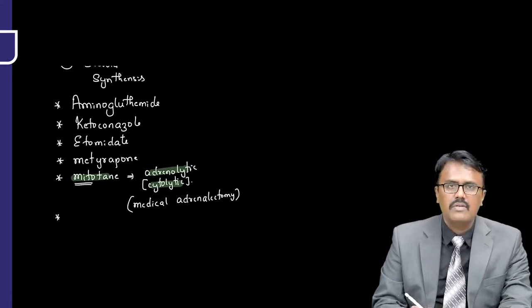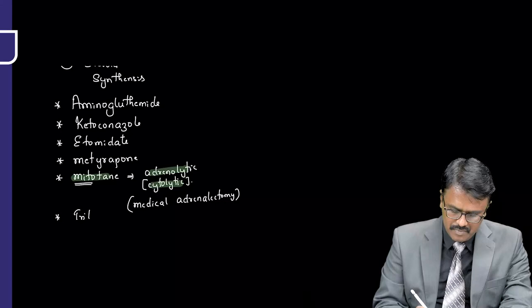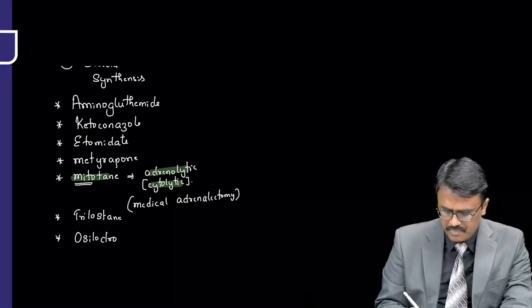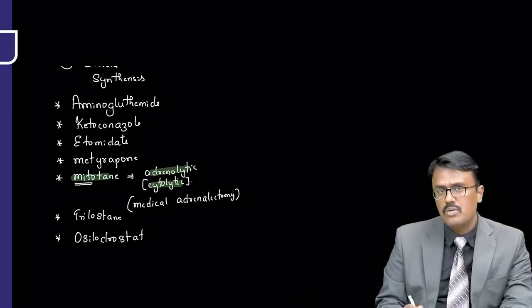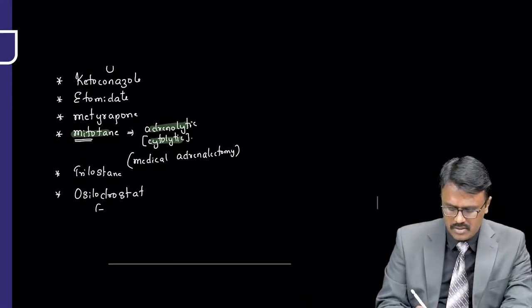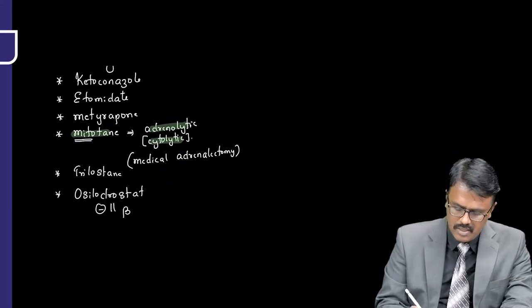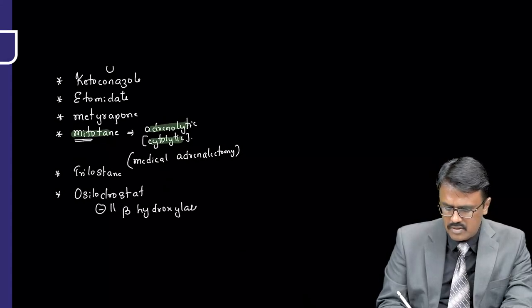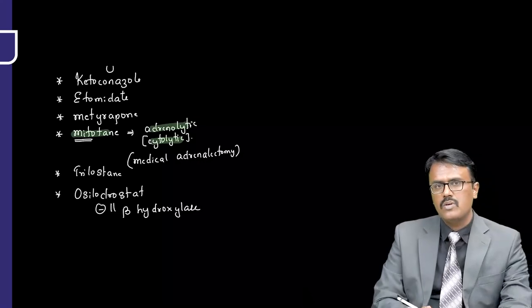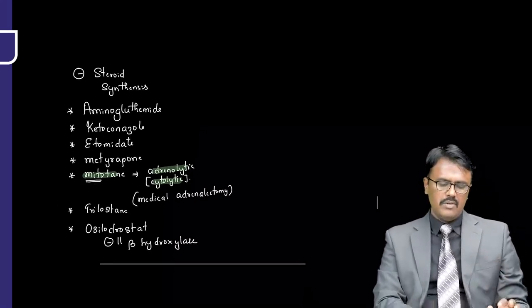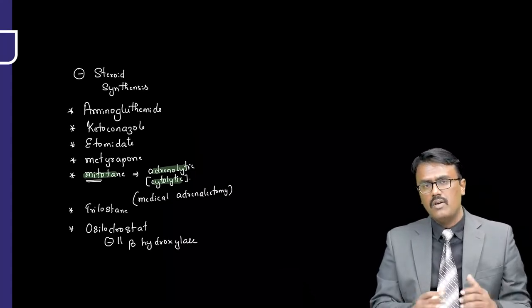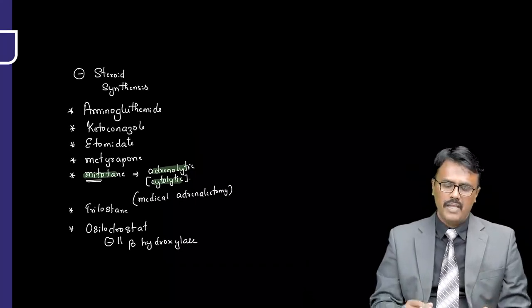Now, apart from that, we have something called trilostane. And a new drug called osilodrostat. It is known to inhibit 11-beta hydroxylase. So it's an enzyme required for steroid synthesis and that is inhibited by osilodrostat. You may ask a question, sir, where do you use these things? Usually in Cushing's disease where the operation is not successful or not possible, then we use them.